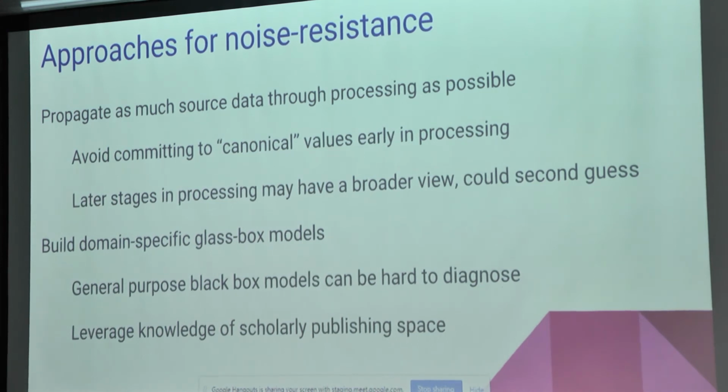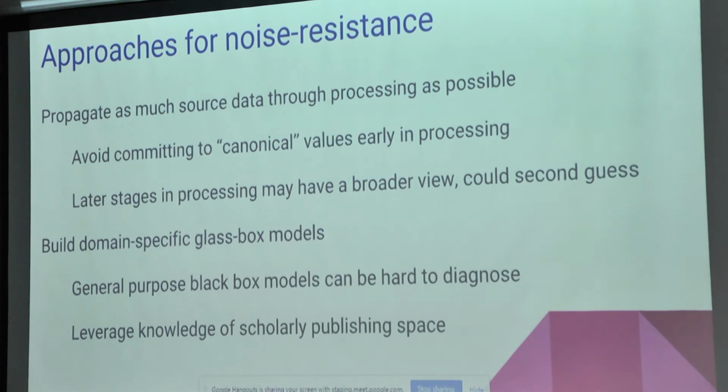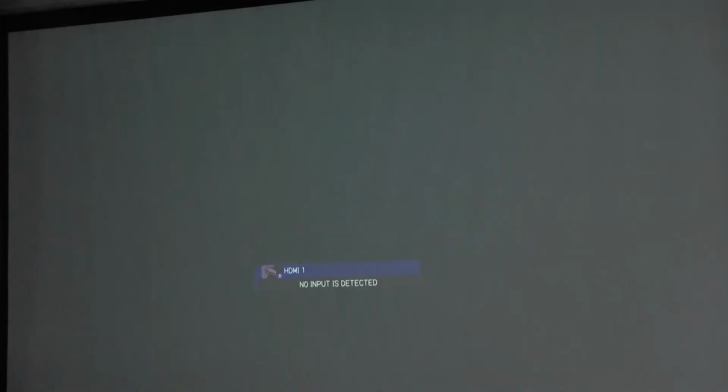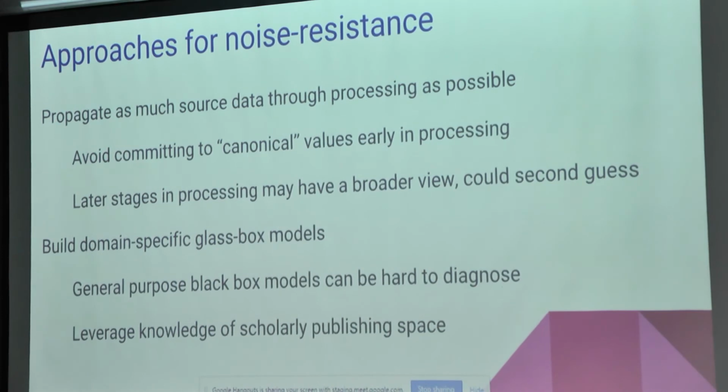The next approach was to propagate as much source data as late as possible. In the compiler sense, it is sort of late binding. Avoid committing to canonical values early in processing, because later stages may have a broader view. They may be able to say, hey, in this context, this data doesn't look right. Maybe this other value, which seems a little less frequent, may be the right one. You'll see examples where this mechanism gives us benefits.